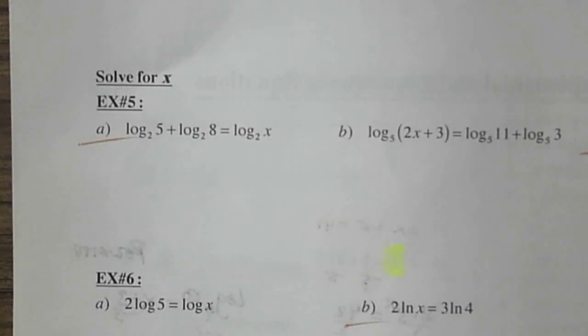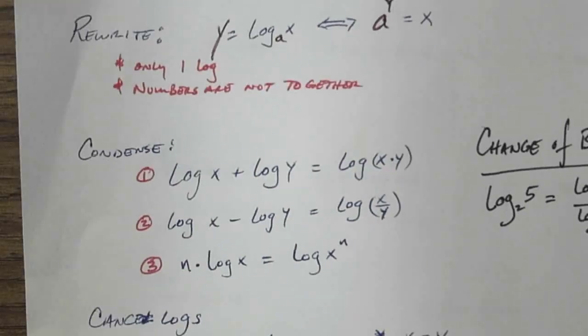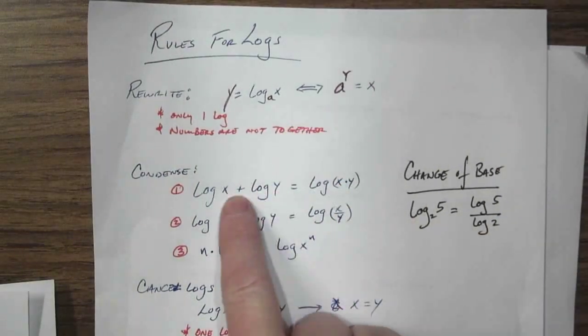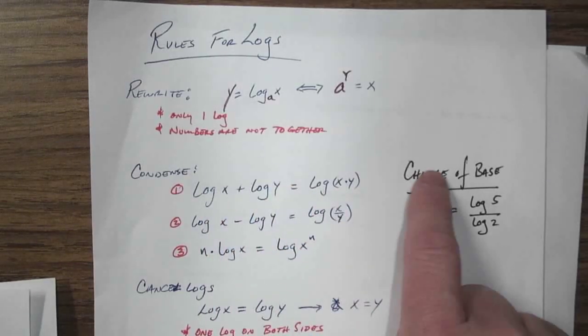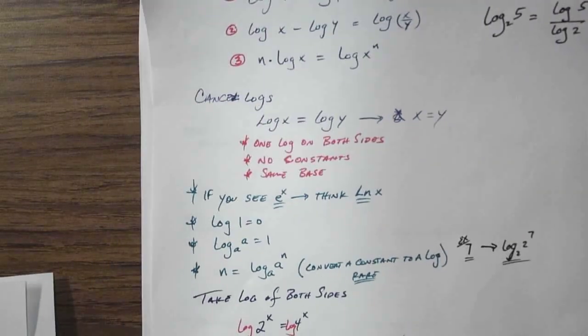Part 2. Again, rules for logs. I'm going to throw that up here so we have it. We got rewriting. We got condensing or maybe expanding. Rule 3. Change a base if we need to do that. We're going to need to do that in this problem.